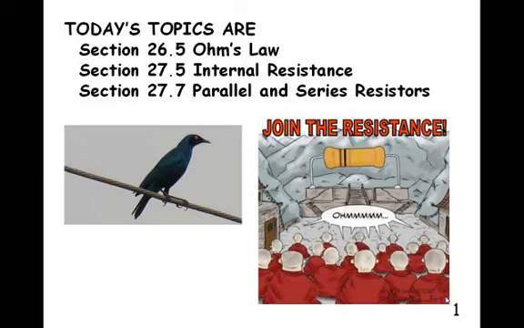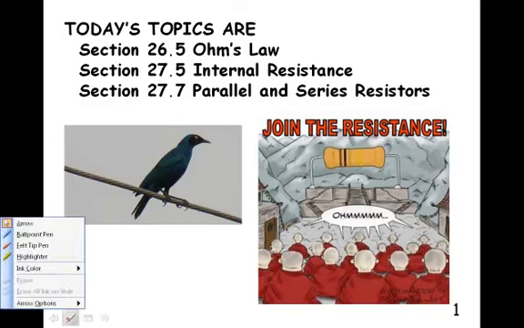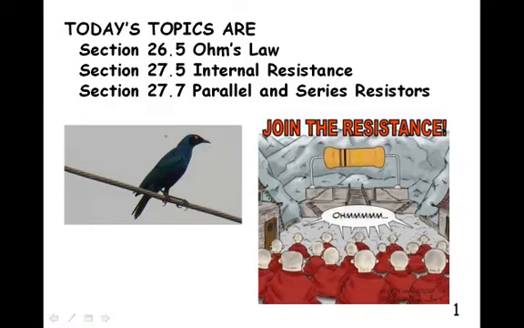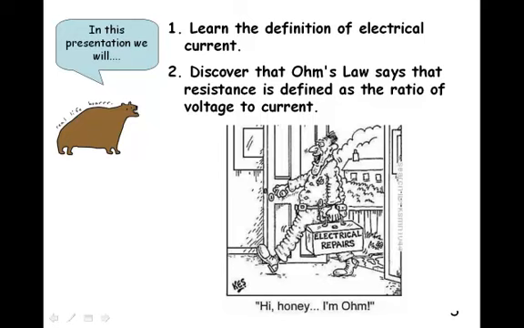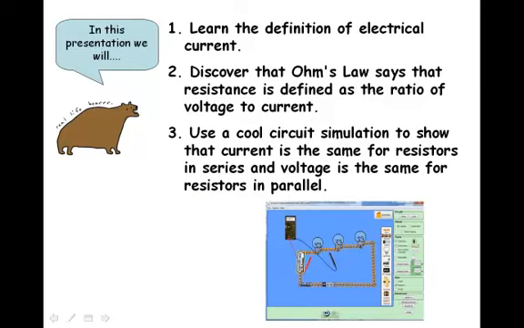I'm Dr. Steve Brule. In today's lesson we're going to cover two chapters, just parts of two chapters. We'll learn the definition of electrical current. We'll discover that Ohm's law says that resistance is defined as the ratio of voltage to current in a circuit or in a circuit element.